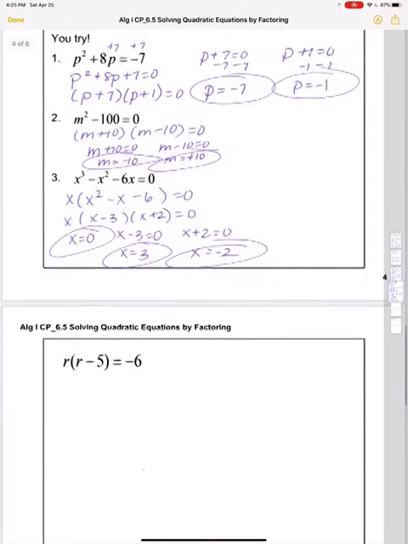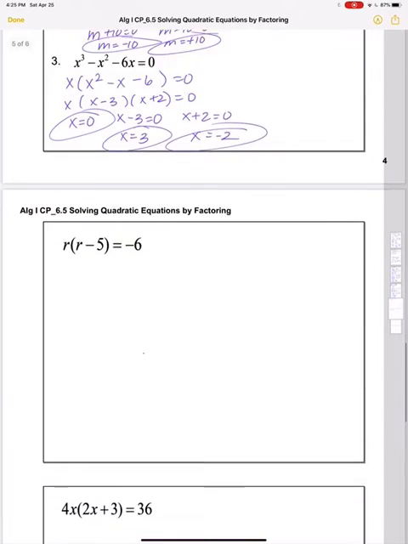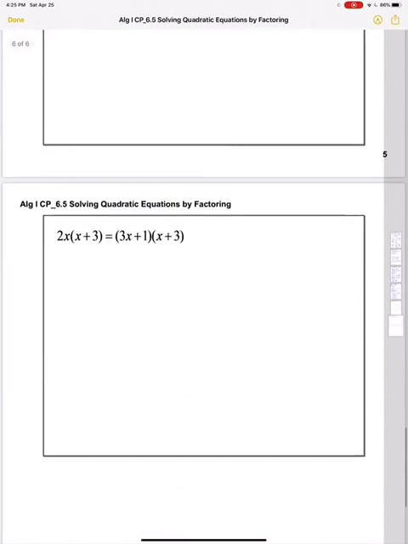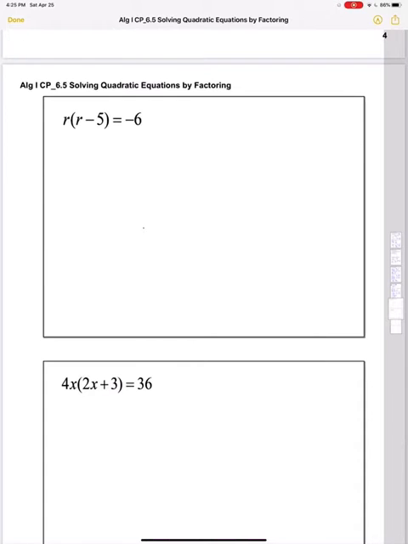All right, so those are the answers to the problems that you try for yourself. And then just a couple more that have a few things that we need to talk about. This is unique because it does not equal 0 very easily. Like if I added 6 to both sides, you wouldn't be able to factor because what's going on over here?